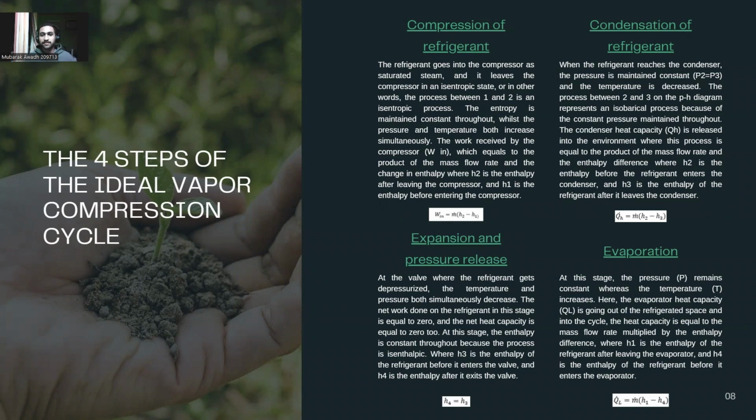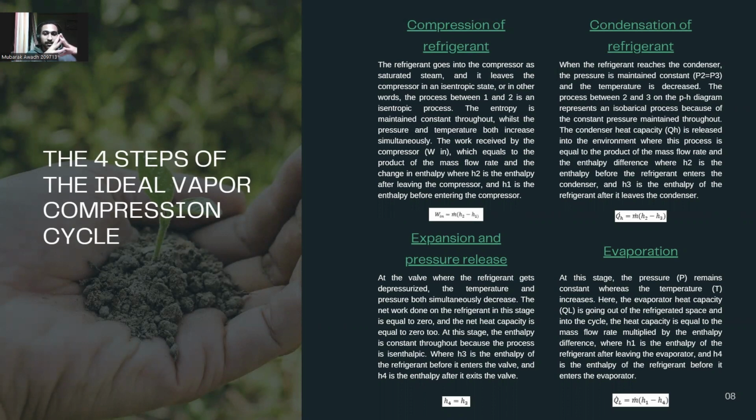So the first step is the compression of the refrigerant. The refrigerant goes into the compressor as saturated steam, and it leaves the compressor in an isentropic state. Or in other words, the process between 1 and 2 is an isentropic process. The entropy is maintained constant throughout, while the pressure and temperature both increase simultaneously.